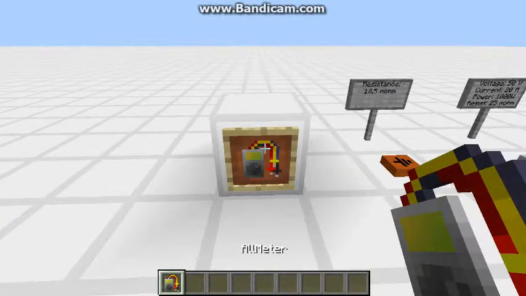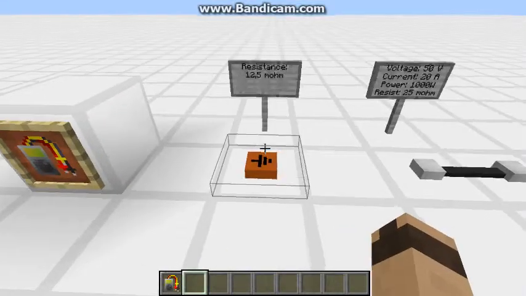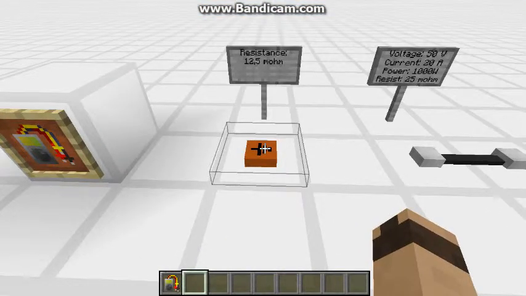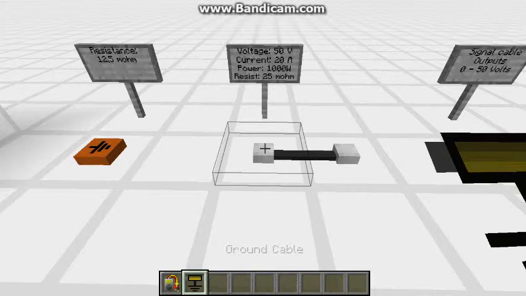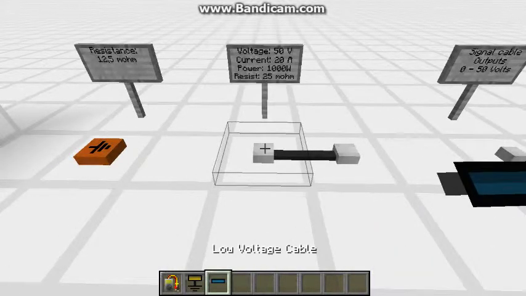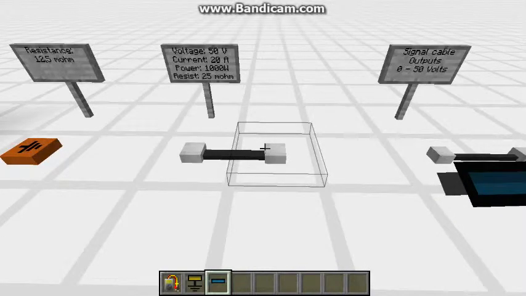Okay, so we have an ohm meter which we need to probe the cables and the devices. We need a ground cable with a resistance of 12.5 milliohms. We need to have a low voltage cable which can handle 50 volts at 20 amps, 1000 watts, and has a resistance of 25 milliohms.